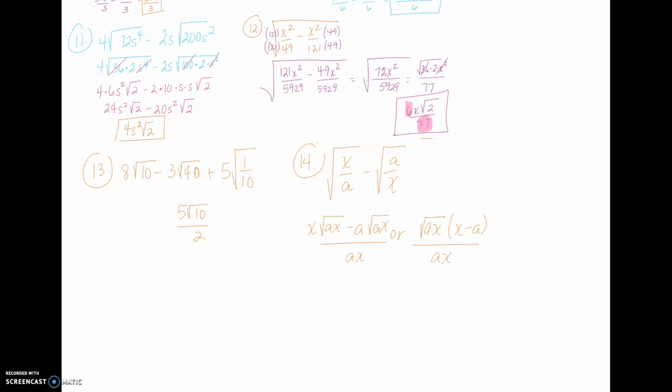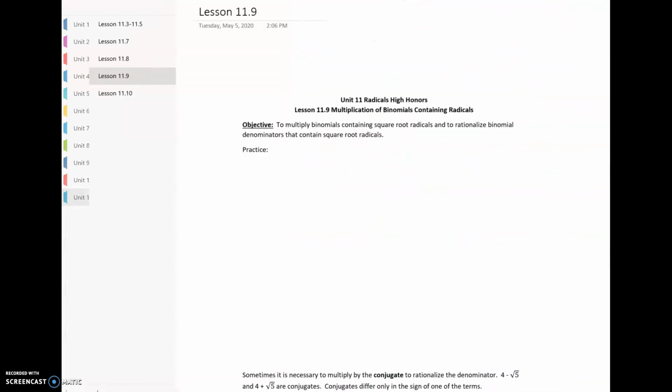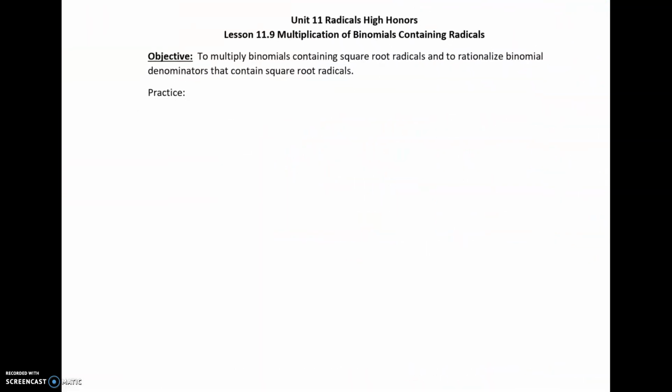Okay. So now that we finished that, I'm going to go to 11.9 and we're going to start those notes. And it says multiplication of binomials containing radicals. The objective is to multiply binomials containing square root radicals and rationalize binomial denominators that contain square root radicals.